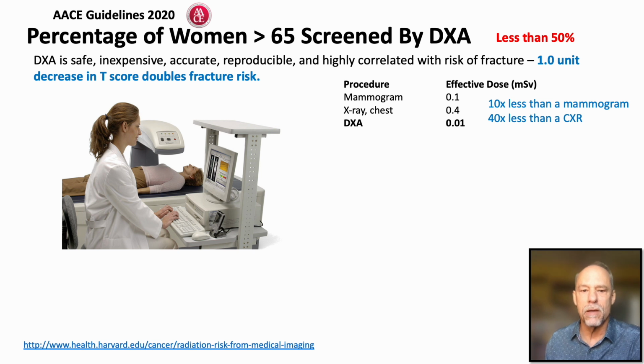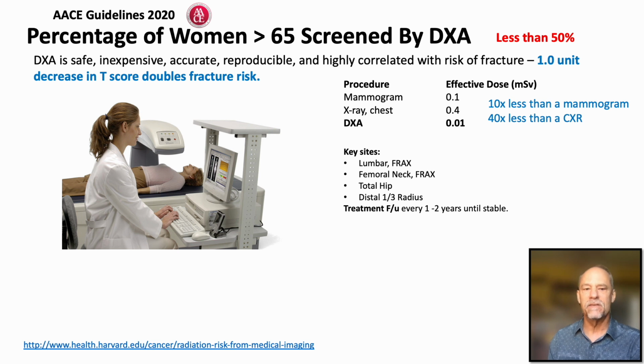A mammogram has about 0.1 millisieverts, a chest X-ray 0.4, and a DEXA 0.01. So it's 10 times less radiation than a mammogram and 40 times less than a chest X-ray. So this is very safe. The key sites we look at are the lumbar region, L1 through L4, the femoral neck, the total hip, and the distal third radius. The FRAX score, and we'll talk about this in a minute, looks primarily at the femoral neck. The newest guidelines will look at the lumbar as well. And with treatment, we should follow up every 1 to 2 years.